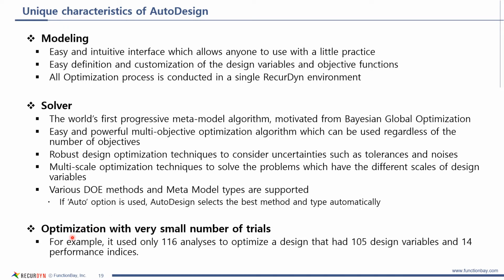AutoDesign, using these unique characteristics, has been used for many projects and has succeeded in getting optimal results with a very small number of trials compared to other optimization tools. For example, a company could get optimal results with only 116 analyses to optimize a design that had 105 design variables and 14 performance indices.